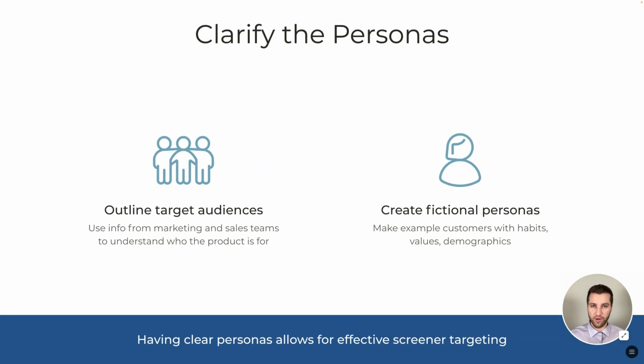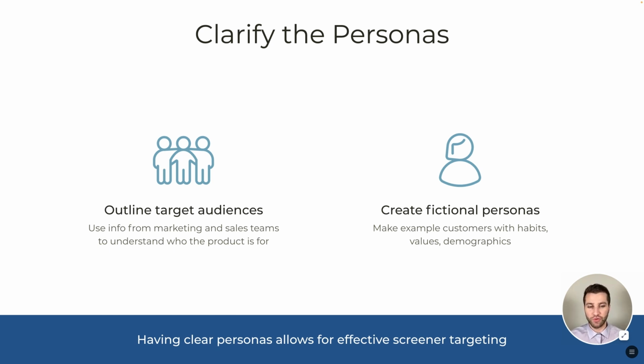All right, first, before we start outlining questions in our screener, we need to clarify the personas. First, outline the target audiences. It may be useful to reach out to your marketing team, maybe some of the salespeople in your organization, to understand who your product or service is for. Who do we want to attract when we're thinking about conversion and navigation and things like that on our website? Who is the ideal customer that we would like? That's who we're going to build our screener around.